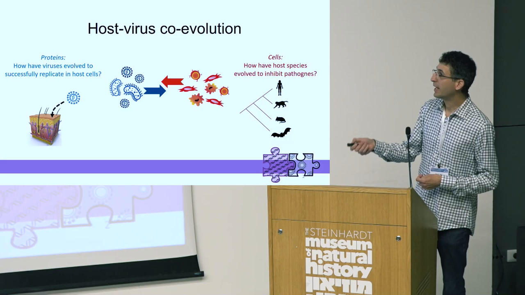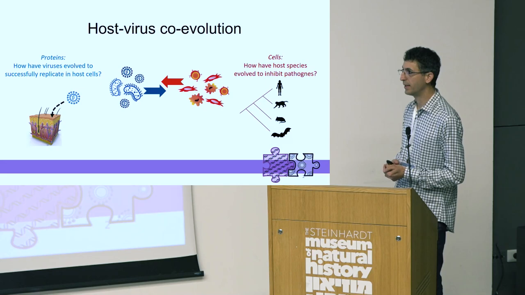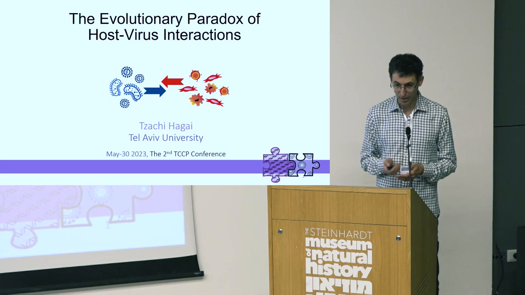And at the level of proteins, we are asking how viruses and their proteins have evolved to very successfully and efficiently interact with and modulate the host cells in order to replicate. And I'm going to talk about this today, on this topic of the so-called evolutionary paradox of host-virus interactions.